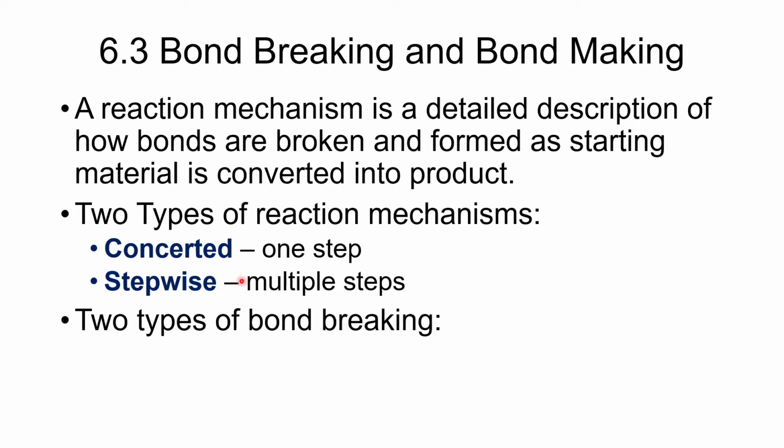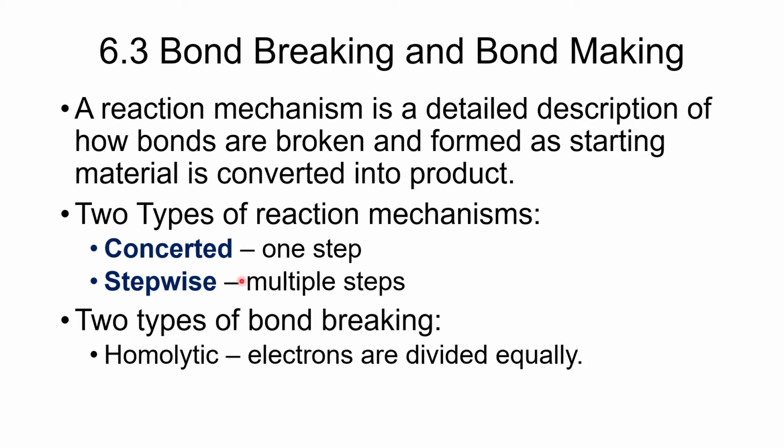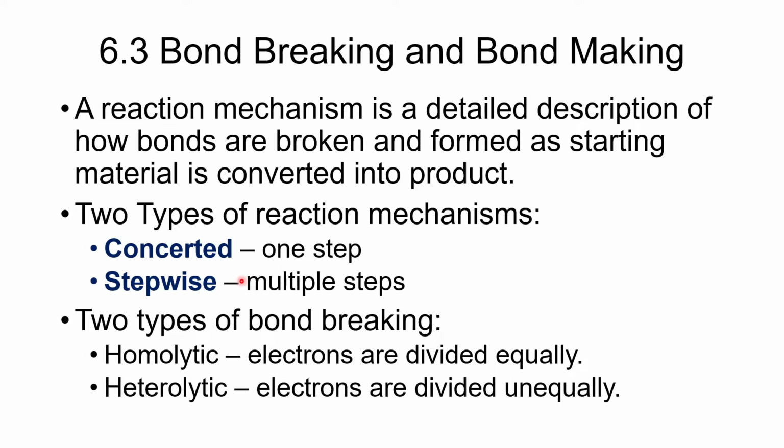We'll find that there are two types of bond breaking. We can have bond breaking that is called homolytic bond breaking, and this is where the electrons are divided equally. I'll show that to you here in just a moment. And we have heterolytic, where the electrons are divided unequally. Since there are two electrons in a bond, you can either have one electron go to each atom, or you can have both electrons go to one particular atom. And so that's the difference between homolytic cleavage and heterolytic cleavage.